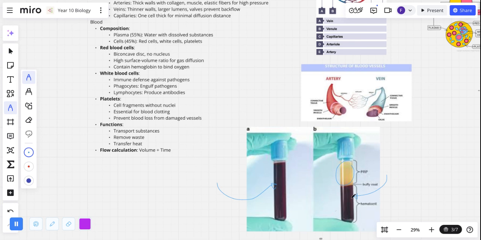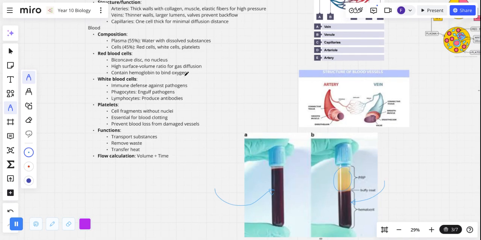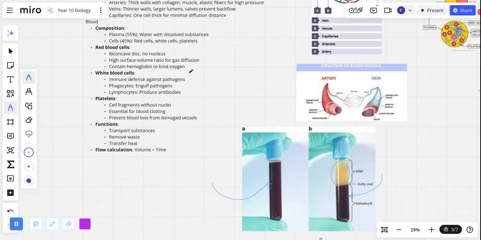The rest of it is mostly red blood cells. But we can't see that. We haven't got microscopic vision, but that's red blood cells. All right. Now, red blood cells we've seen before, they have a biconcave disc shape, they have no nucleus, they have a high surface area to volume ratio for gas diffusion, and they've got lots of hemoglobin for oxygen.